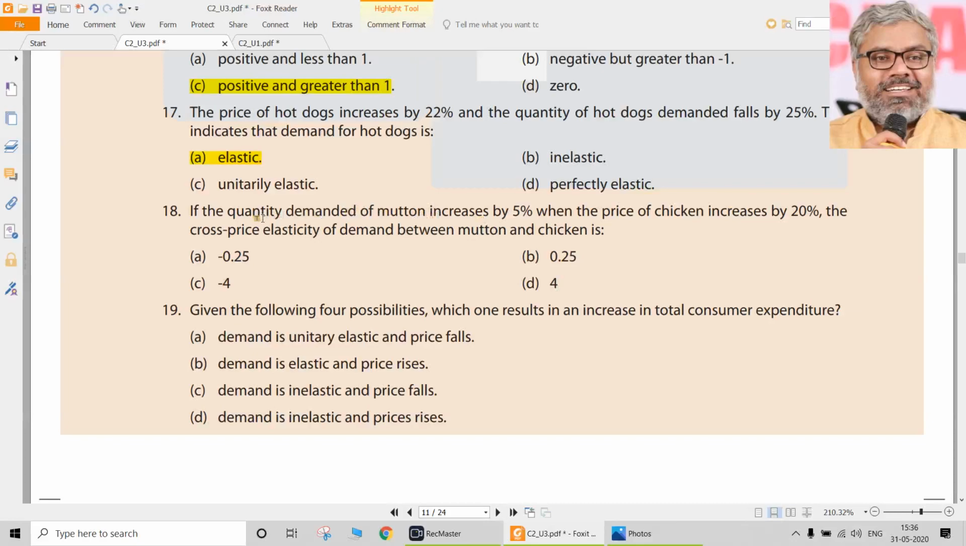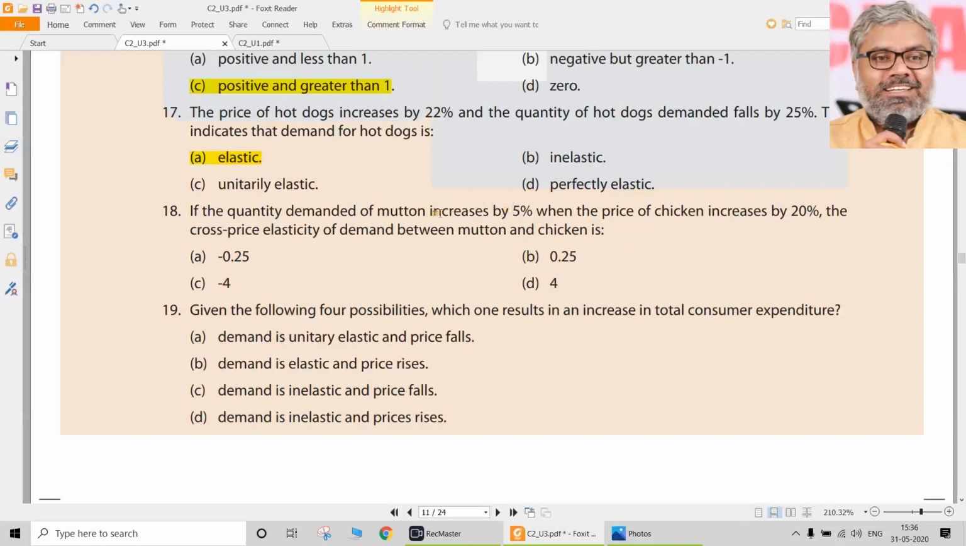This question says the quantity demanded of M increases by 5% when there is a price increase in C by 20%. So when there is an increase in the price of a substitute, only then will the demand for the related commodity increase. In other words, both are positive. Simple, directly you can understand that. What is the essence here? Both are increasing, or one is increasing and one is decreasing? Both are increasing. So what is the sign here? Positive. Positive 20%, positive 5%.